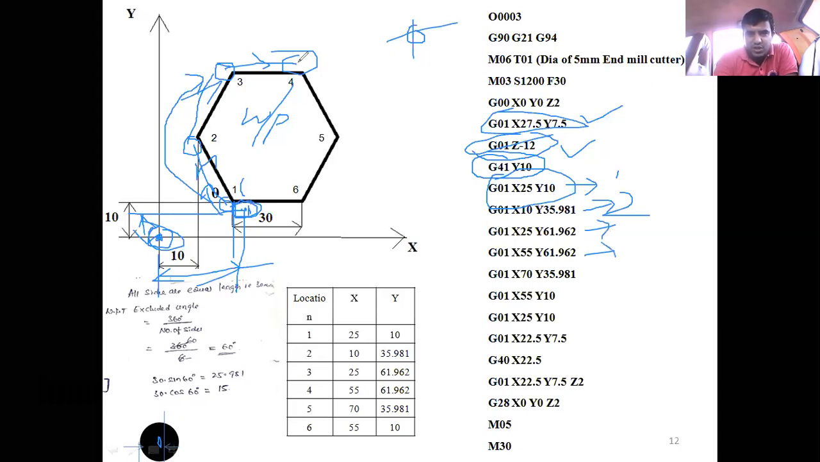Similarly, move the cutting tool from 4 to 5. Now 5 to 6. After that, 6 to 1. Right? Where is 6 to 1 here? Now you can see that 6 to 1. Now this is the first location here.